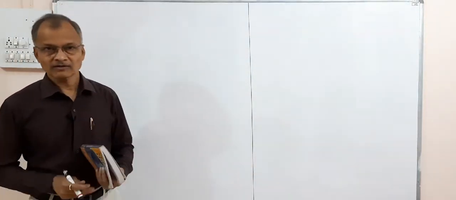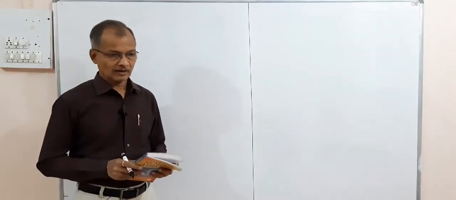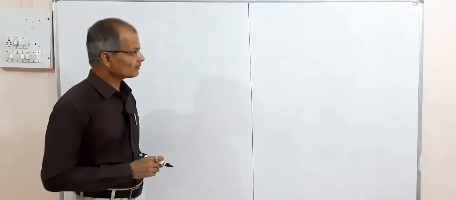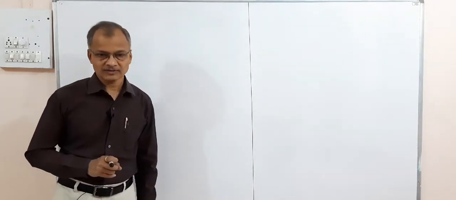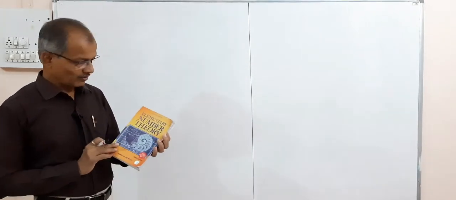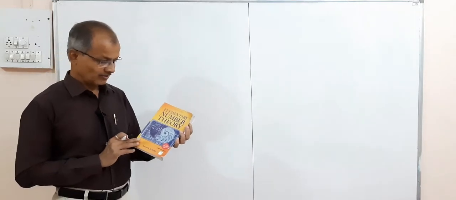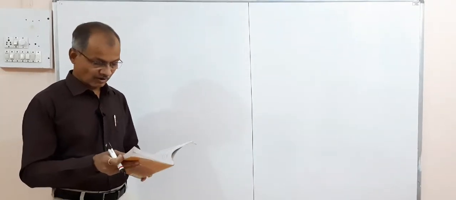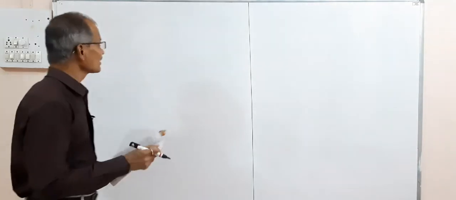So we have defined congruences and studied properties of congruences. Now we shall solve some problems on congruences. So this is the recommended book, Elementary Number Theory by David M. Burton, and we shall consider the problems at 4.2.